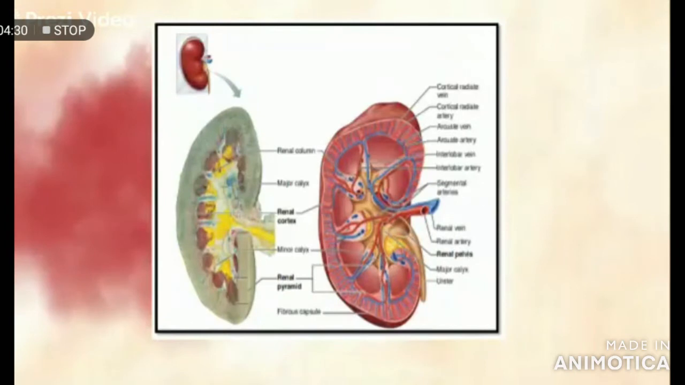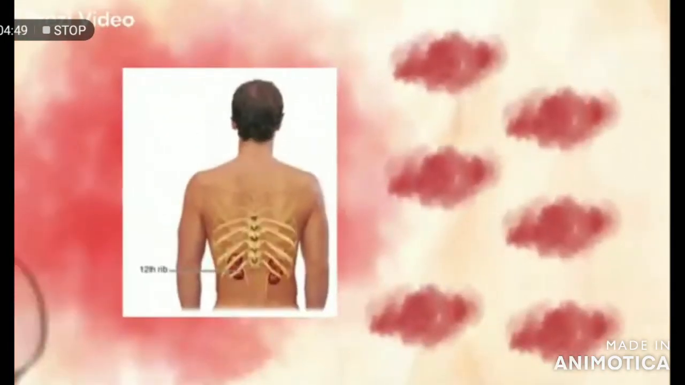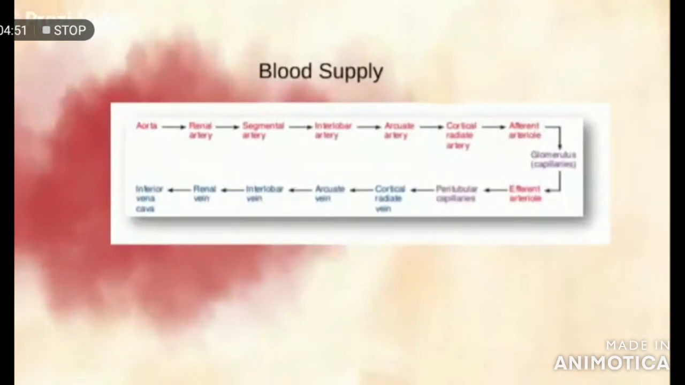The calyces collect urine, which continuously drains from the tips of the pyramids into the renal pelvis. Urine then flows from the pelvis into the ureter, which transports it to the bladder for temporary storage. Blood supply. The kidneys continuously cleanse the body and adjust its composition, so it is not surprising that they have a very rich blood supply. Approximately 1/4 of the total blood supply of the body passes through the kidneys each minute.